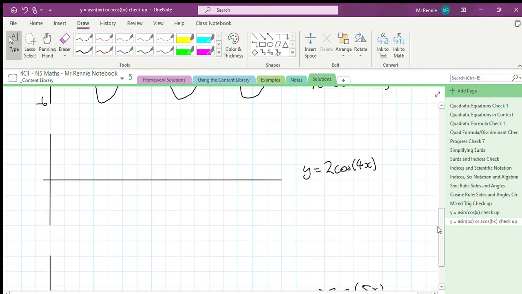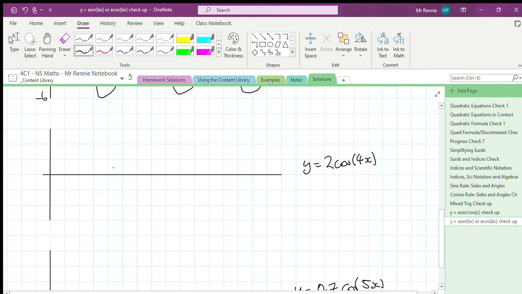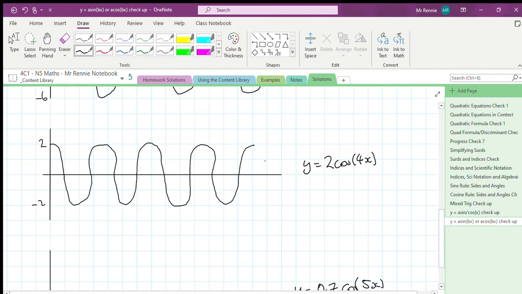Okay, next question, we're going to do y equals 2 cos 4x. So I know my height this time will be 2 and negative 2, but I now need to draw 4 cos graphs. So there's 1, there's 2, there's 3, and there's 4. Okay, I'll maybe just shorten this line just to make it complete there. Okay, so I managed to get all my 4 graphs in the space there.